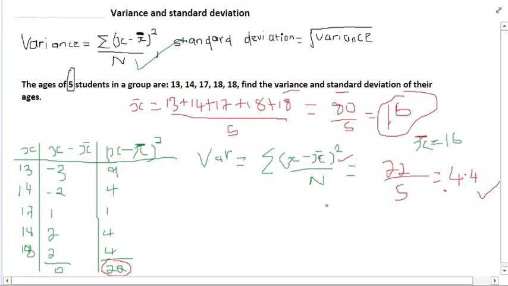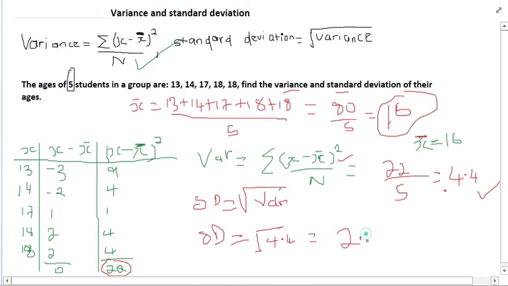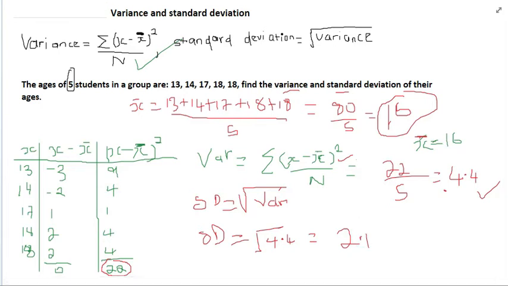4.4, and we know that standard deviation is the square root of variance. Then in this case, the standard deviation, which is the square root of variance, is going to be the square root of 4.4, and the square root of 4.4 is 2.1. Okay, so that is our answer.